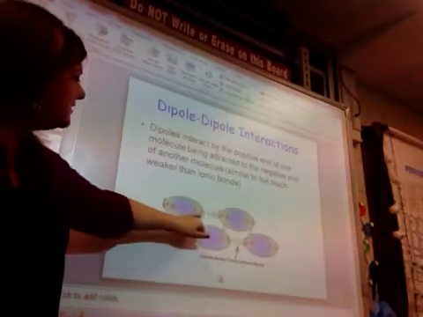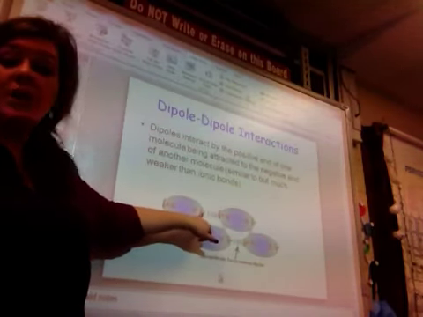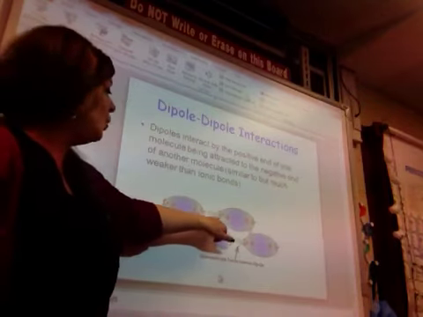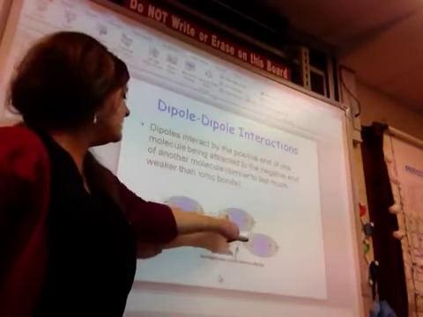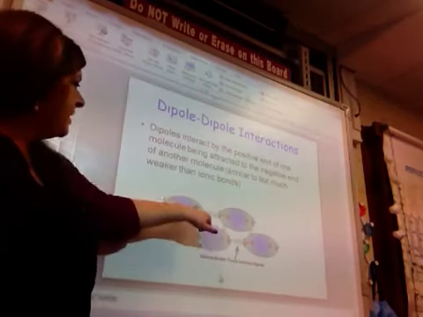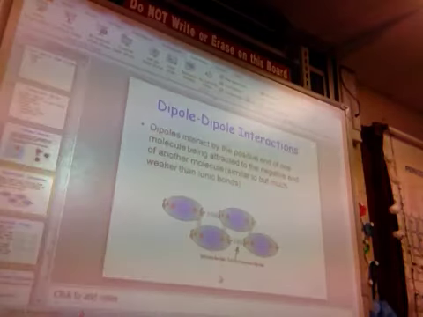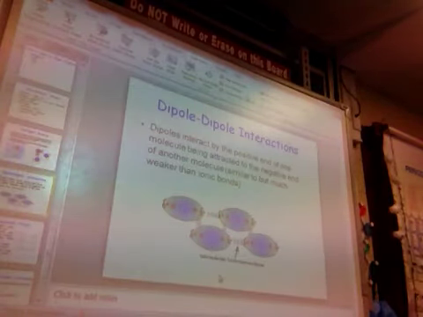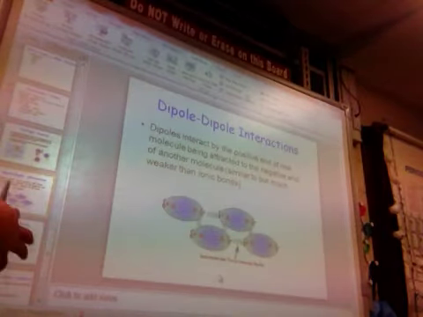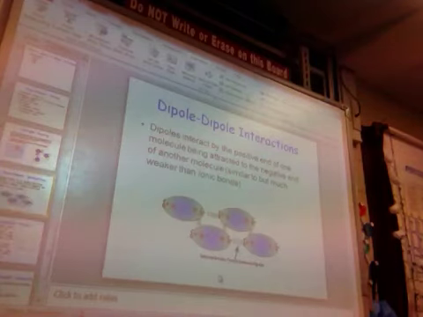So that's what I was trying to show here in this picture. I have a partial positive and a partial negative. That partial negative is going to be really close to another molecule, specifically the side that has a partial positive. Same thing down here. This partial negative wants to be close to a partial positive down here. So opposites want to attract. So whatever that partial negative charge is, it's going to try to find another partial positive charge of another molecule. So that's dipole-dipole interaction.